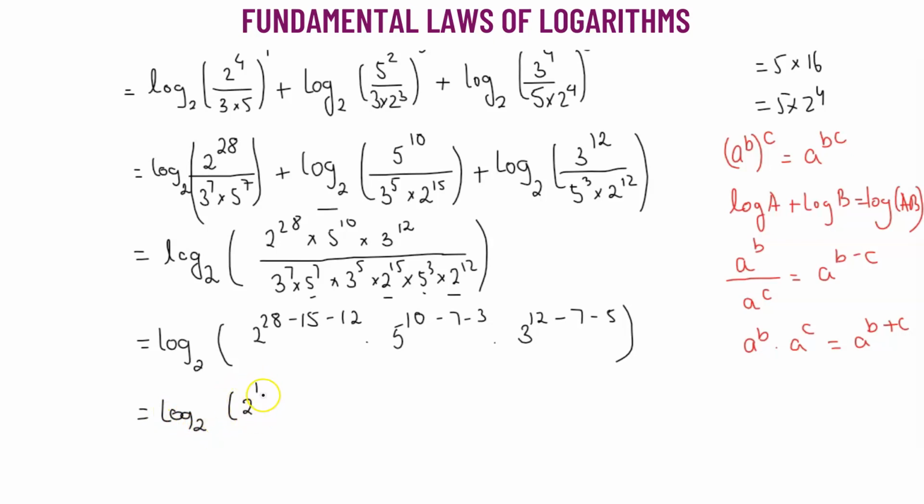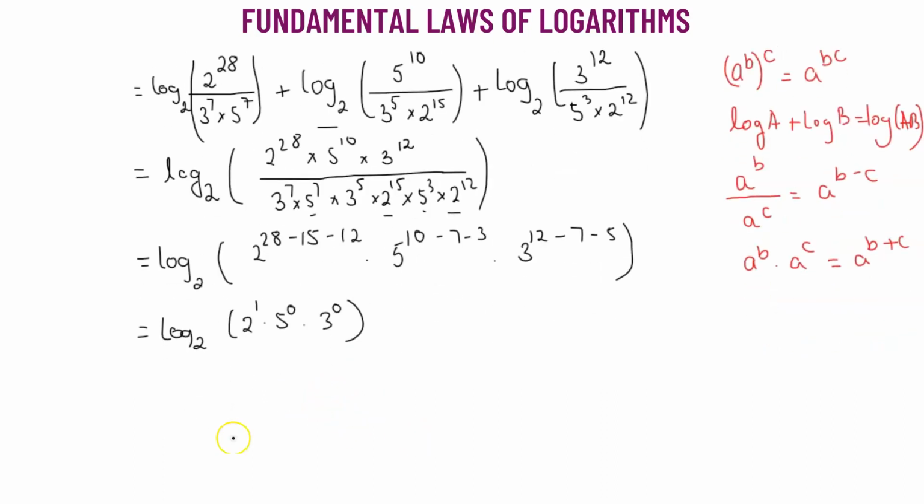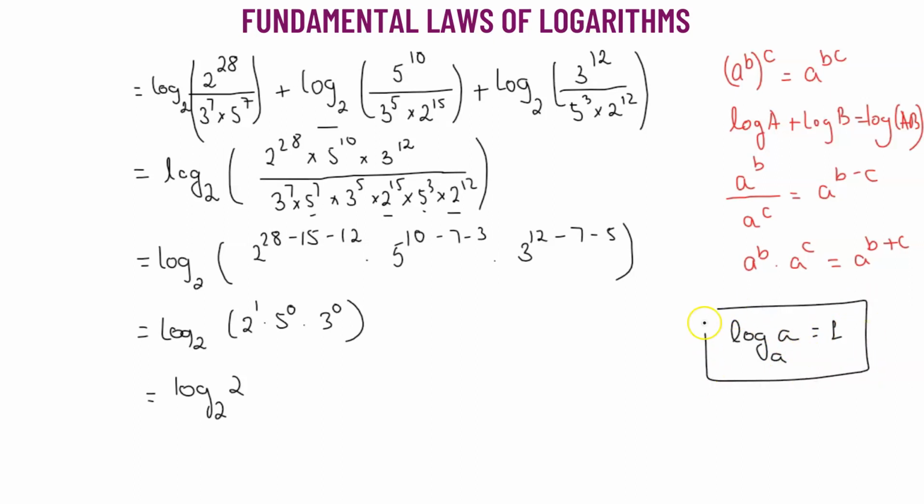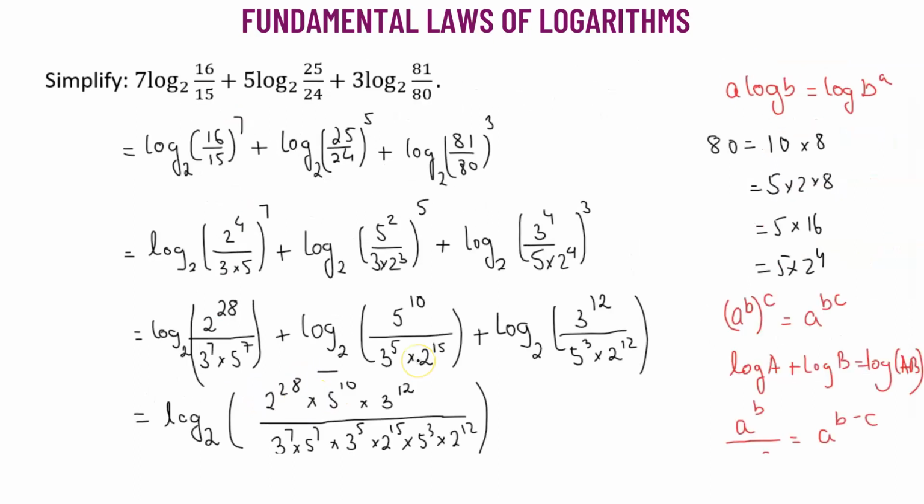So this leaves us with log with a base of 2. I have 2 raised to the power of 1 times 5 raised to the power of 0 times 3 raised to the power of 0, which means we have log of 2 with a base 2. We are using the fact here that if we have log of a with a base of a, this value is equal to 1. So in our case, the value of a is 2. That means this will be equal to 1. This is the simplified value for our logarithmic expression, with a value of 1.